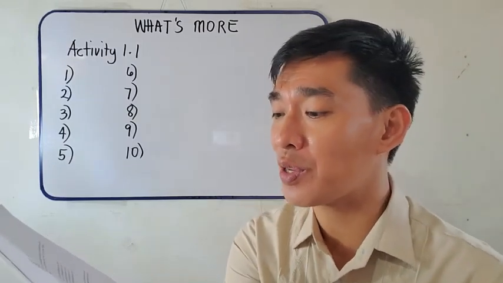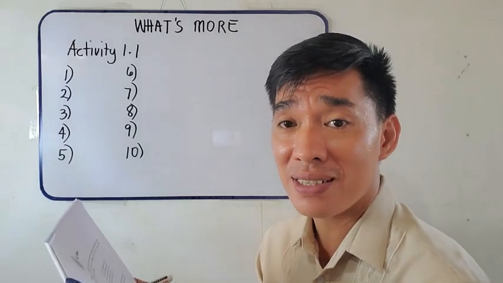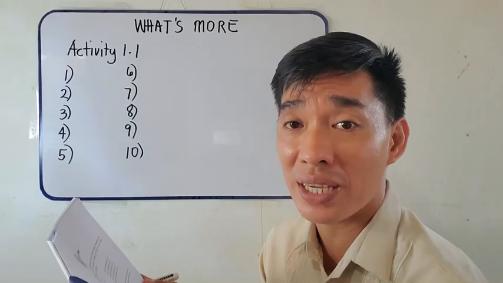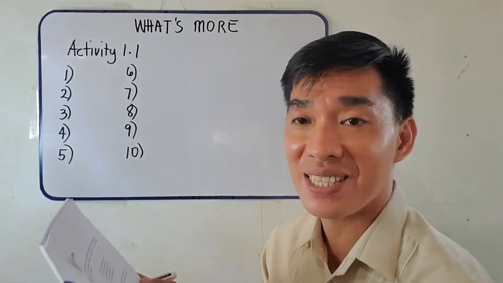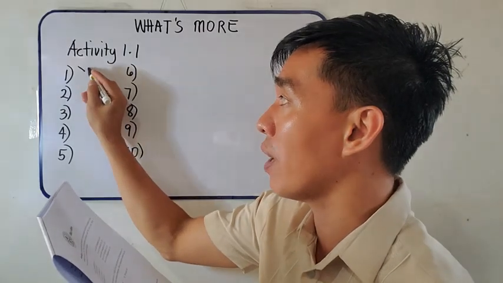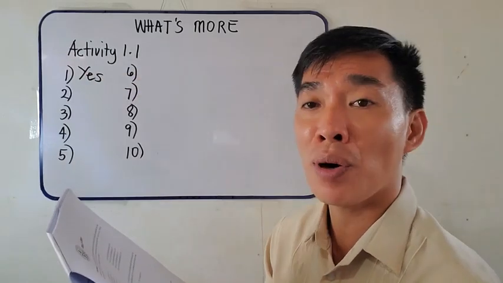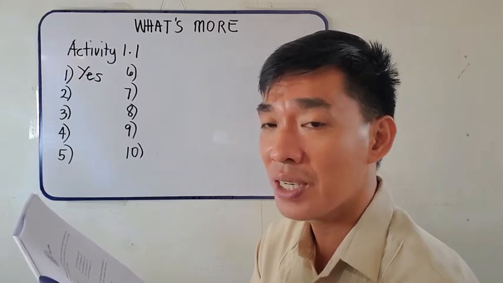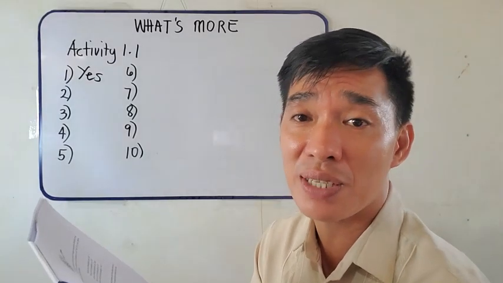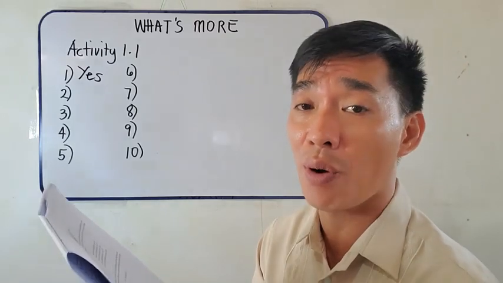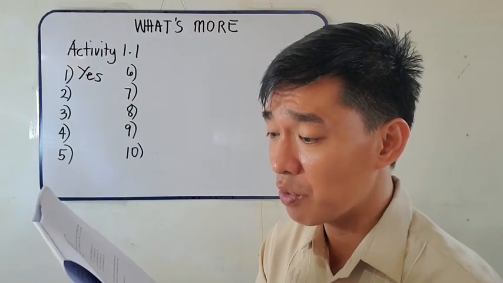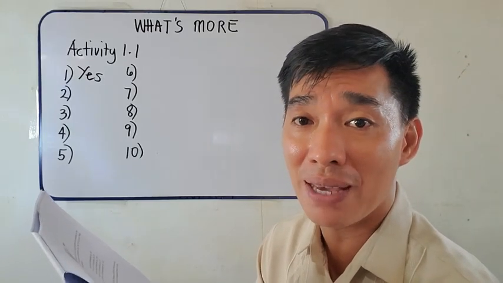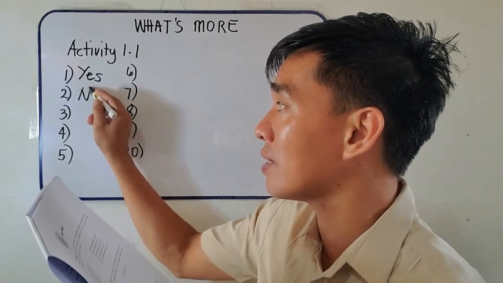Number 1: is 130 divisible by 2? Because the last digit of 130 is 0, or the ones place is 0, then that is divisible by 2. So the correct answer for number 1 is yes. How about number 2? Is 326 divisible by 5? We could only tell that a number is divisible by 5 if the last digit is 0 or 5, but in 326 the last digit is 6. Therefore, it's not divisible by 5. So the answer for number 2 is no.